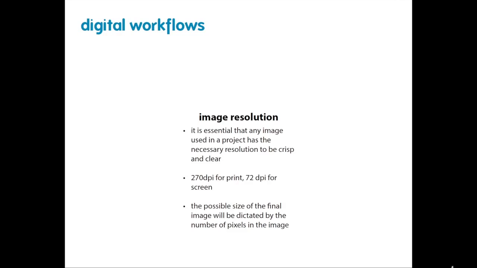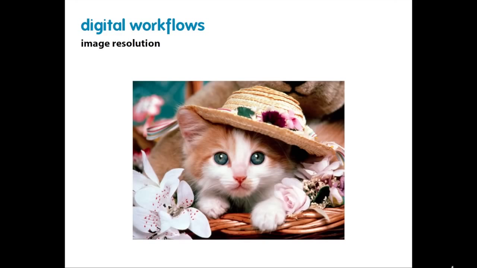Image resolution. It is incredibly essential that any image you use in any project has the necessary resolution to be crisp and clear. What that means is that for a print project you want 270 DPI, which stands for dots per inch, or sometimes you'll see it as PPI, which is pixels per inch, or 72 DPI for screen. The final size of an image in print media will be dictated by the number of pixels in the image. So let's take this adorable photo of a kitten as an example.